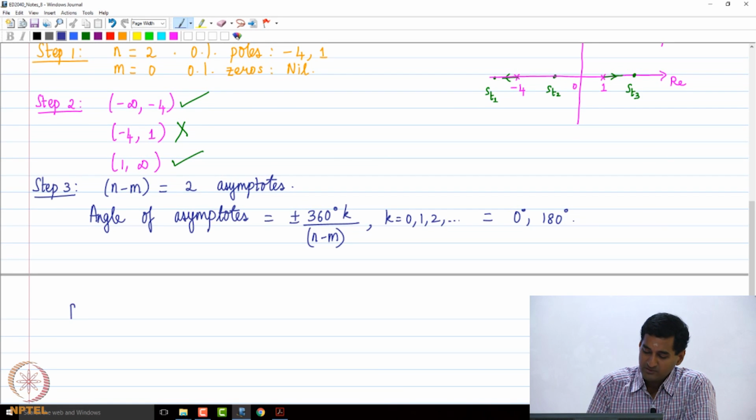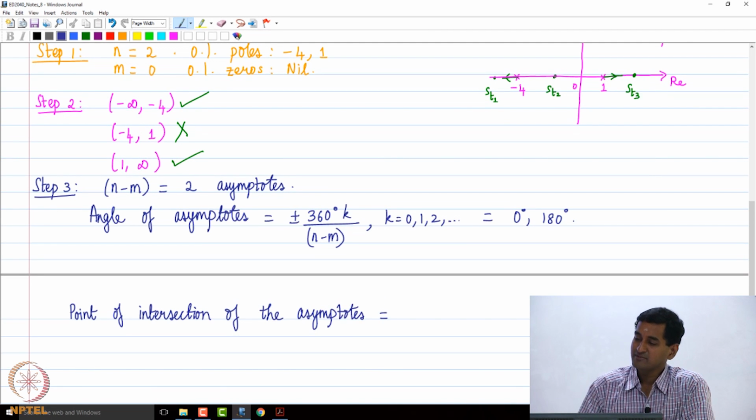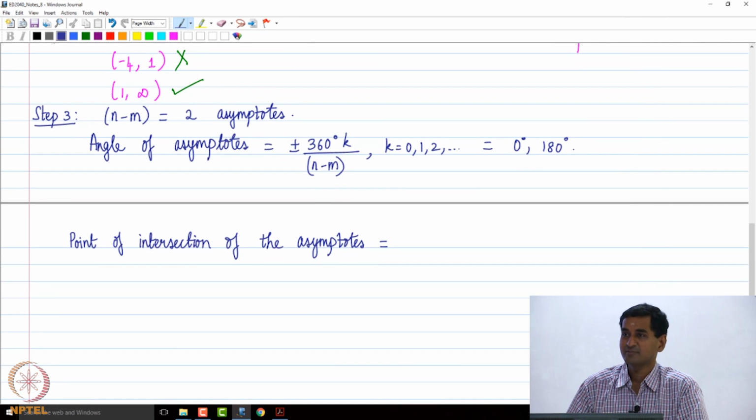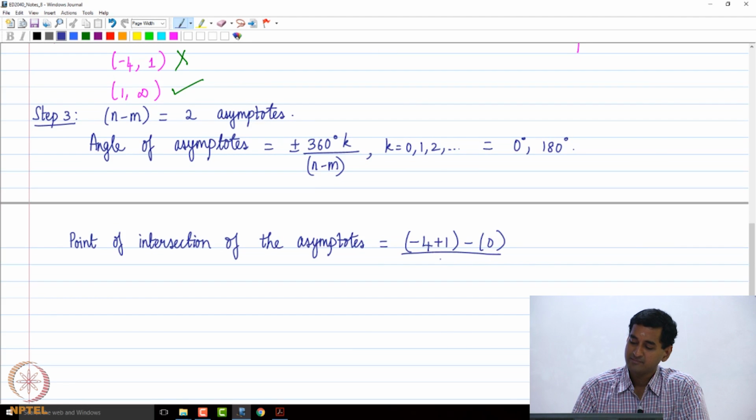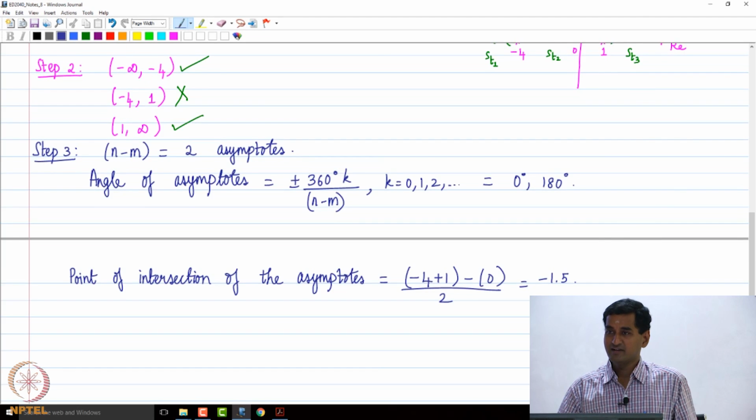Now the question is, what is the point of intersection of the asymptotes? That formula still remains the same. It is the sum of open loop poles minus the sum of open loop zeros, divided by n minus m. What is the sum of open loop poles? It's going to be minus 4 plus 1, which is minus 3. Then there are no open loop zeros, divided by n minus m, which is 2. So it is still going to be minus 1.5. That's the same thing which we obtained previously with negative feedback.